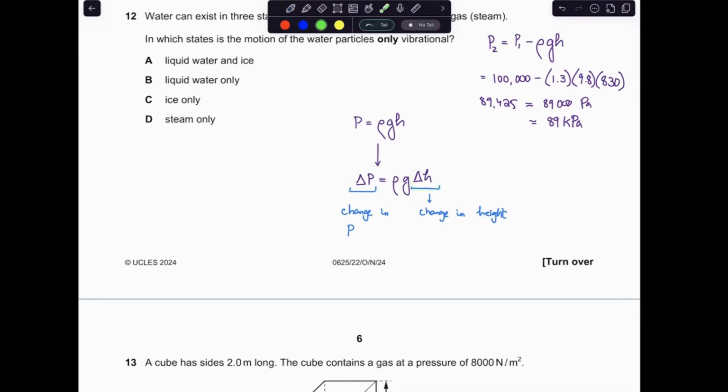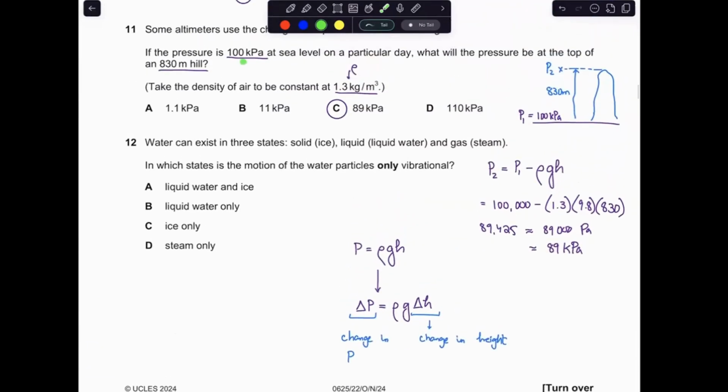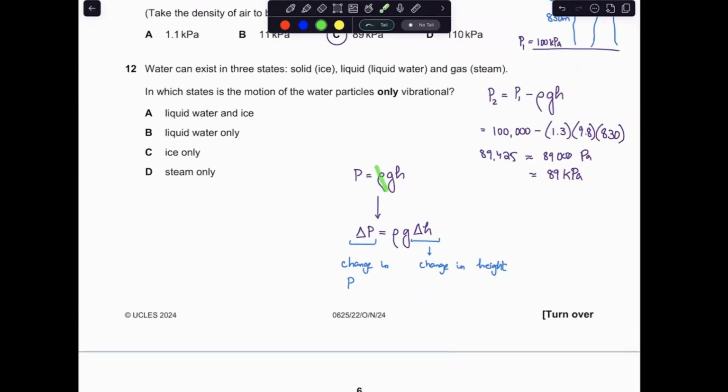That means in this problem, we know that at sea level and then the top of the hill, the height is 830 meters. If you just plug in density, value of G, and a height of 830, the result that you would get would give you the difference in pressures between those two locations.